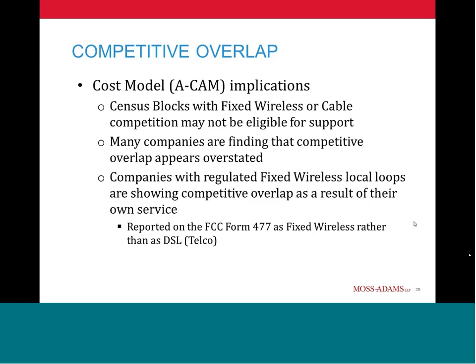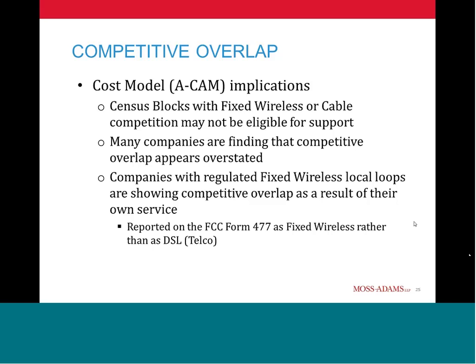And then finally, and I pretty well touched on this already, but companies that have their own fixed wireless local loops that they're providing regulated voice and broadband services over are showing competitive overlap as a result of their own service. We did confirm this via some discussions with CostQuest and the FCC that if a company were reporting regulated services as fixed wireless on their FCC Form 477, they would cross-reference that company's study area code to determine whether they provide voice and the supported broadband speeds within the state. If so, and that would, I think, pretty much always be the case with a rural ILEC, then that fixed wireless service is considered to be competitive overlap in their own study area.